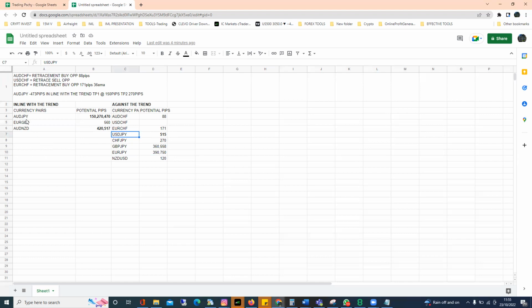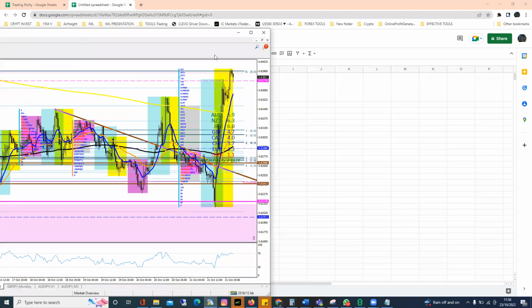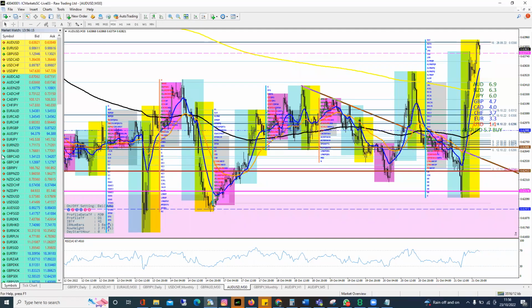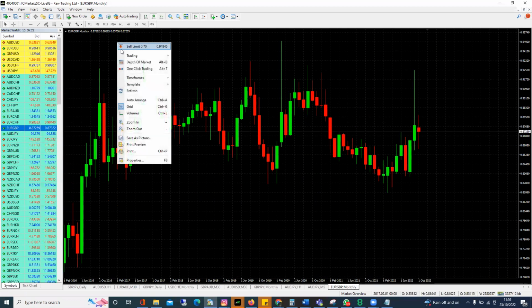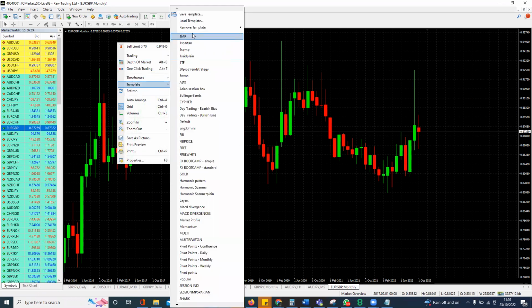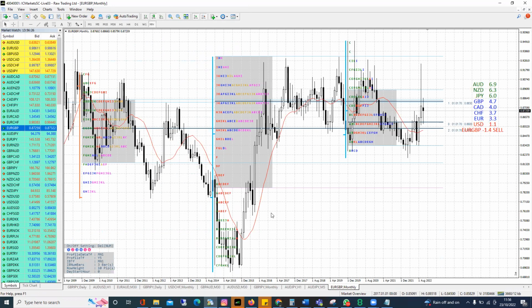And obviously, in this one, Aussie yen, Euro and Aussie New Zealand can possibly give me a better reward. So if I start with the ones that are in line with the trend, which is Euro, and then probably we can look at another one and call it a day. The first thing I would like to do is go to my Euro on my MetaTrader 4.